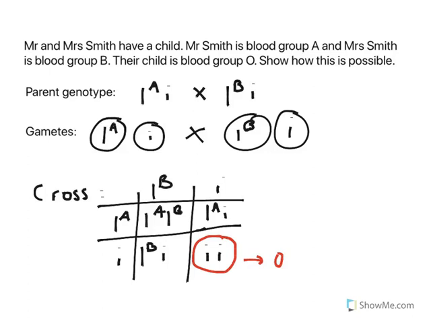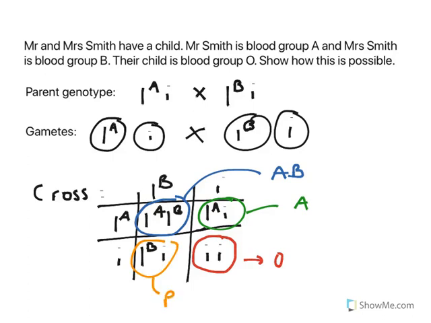We can see from the cross as well that we have 4 potential different phenotypes. We have this one here, which is blood group AB. We also have blood group A. And finally, we also have blood group B. And for each of those, each has a possibility of 25%.